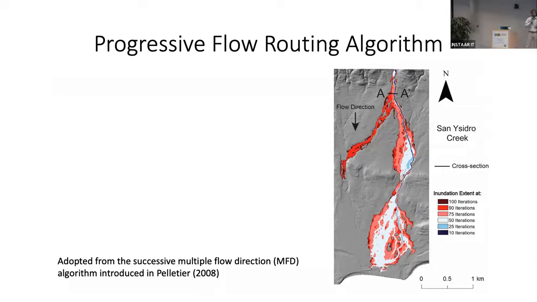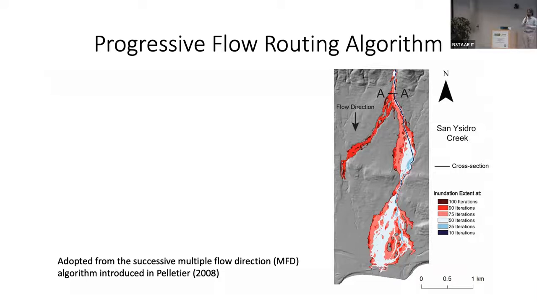When you have floods, or in our case debris flows, there may be scenarios where the depth of the flow exceeds the depth of the channel, but the traditional MFD algorithm artificially constrains the flow to the low flow path. So we employ an iterative variation of the multiple flow direction algorithm to better capture scenarios where the flow overtops the channel banks or avulses out of the main channel. And so we have an example of that here. This is San Ysidro Creek, one of the five watersheds we looked at in the Montecito debris flows.